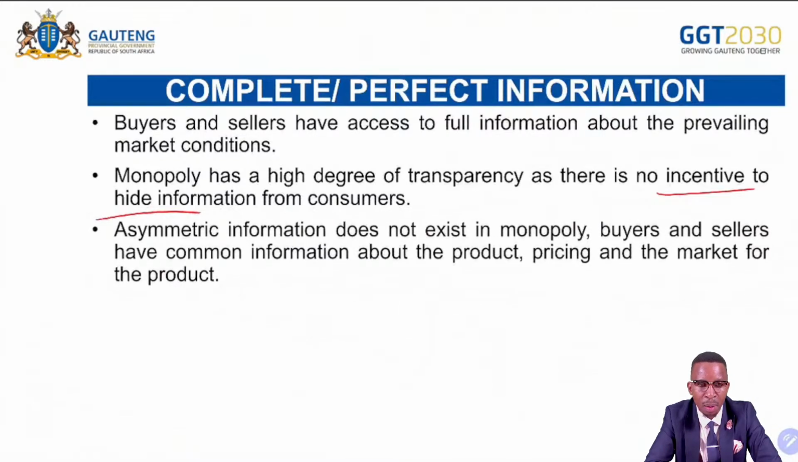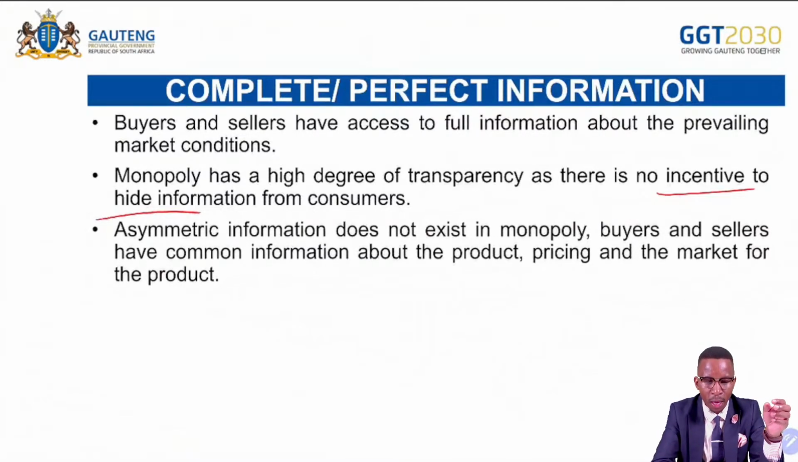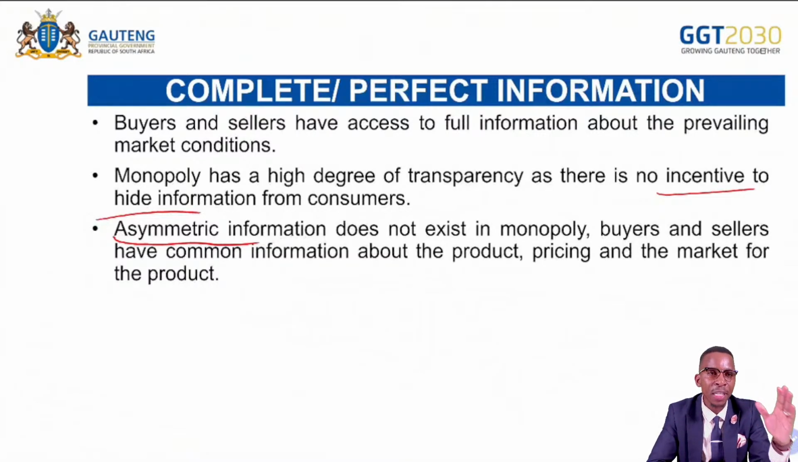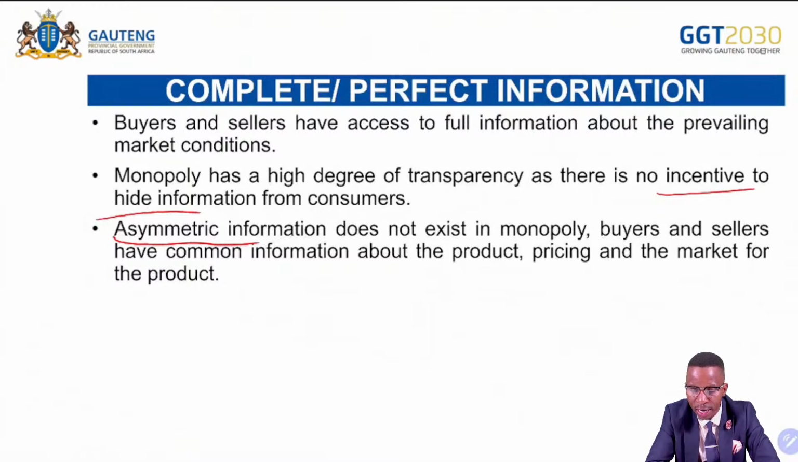Asymmetric information. Remember, asymmetric information occurs when one party has more information than another party. That creates the principal-agent problem, known as asymmetric information. It does not exist in the monopoly. Buyers and sellers have common information about the product, the pricing, and the market for the product.